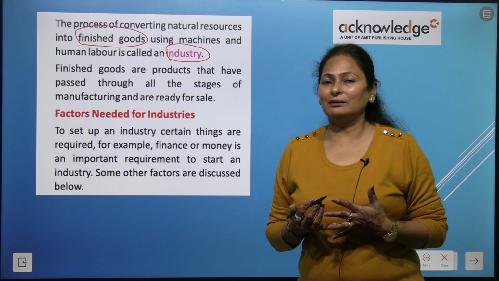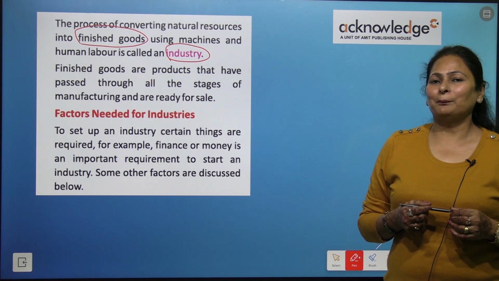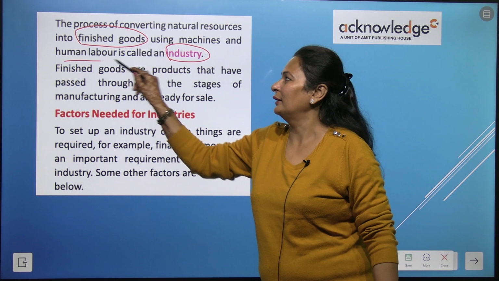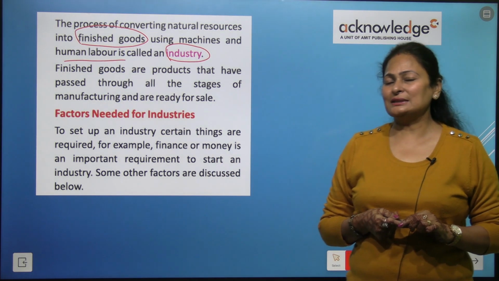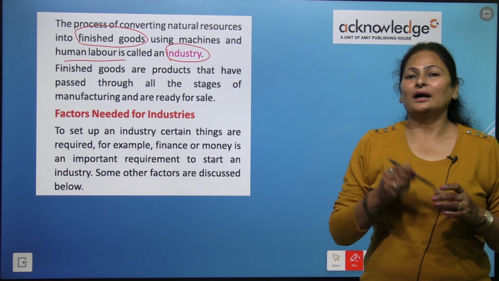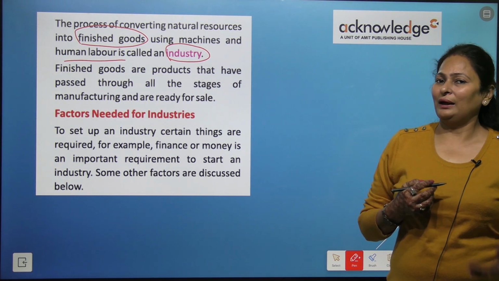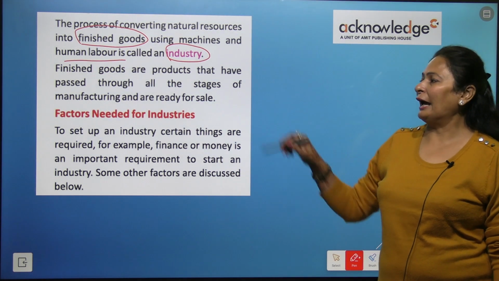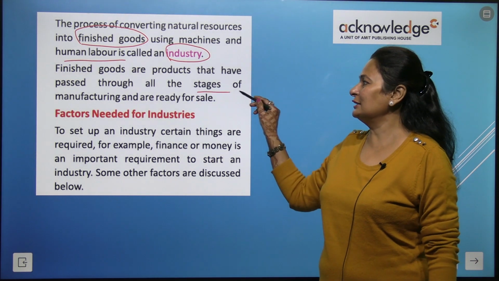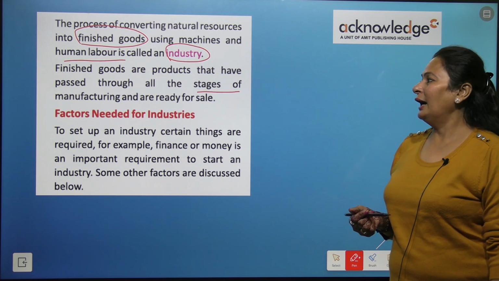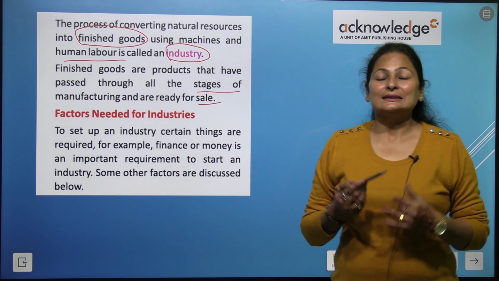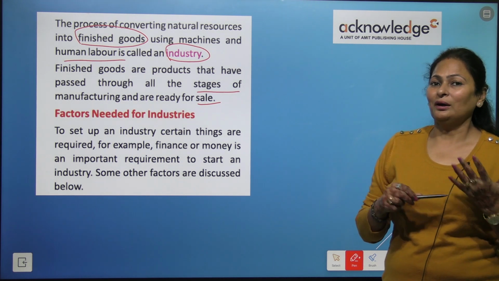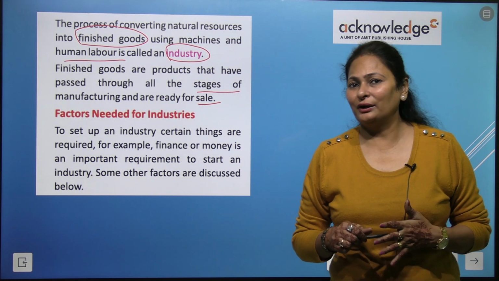So how do we make these products? These products are made using several machines and human labor. People are working in the factories or in industries, right? And the goods are made in the industry, right? Finished goods are the products that have passed through all the stages of manufacturing and are ready for sale, and it is available in the market. So finished good we have already understood.